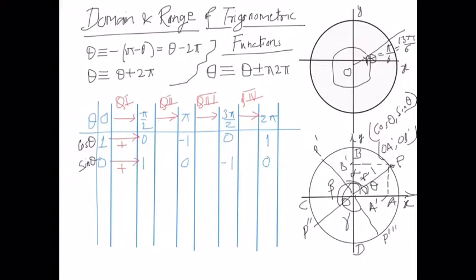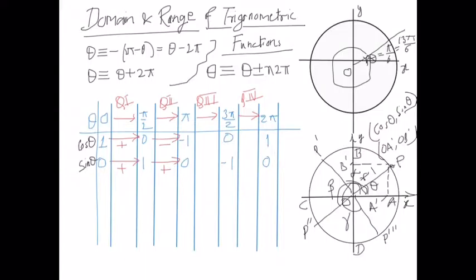And similarly, we can see that as theta increases from pi by 2 to pi, cos theta decreases from 0 to minus 1 and is negative. And sine theta decreases from 1 to 0 but is positive because the projection on the y-axis is positive.